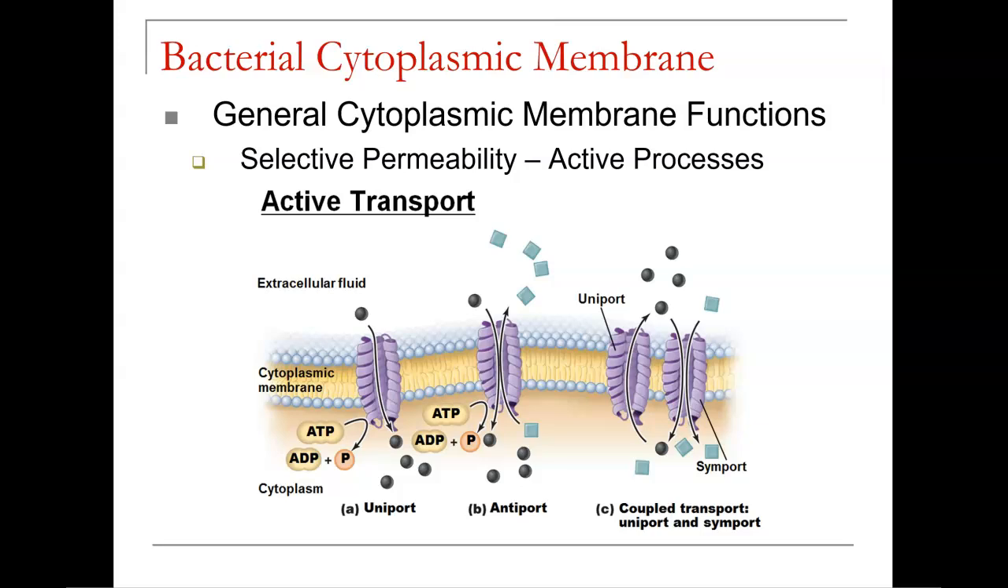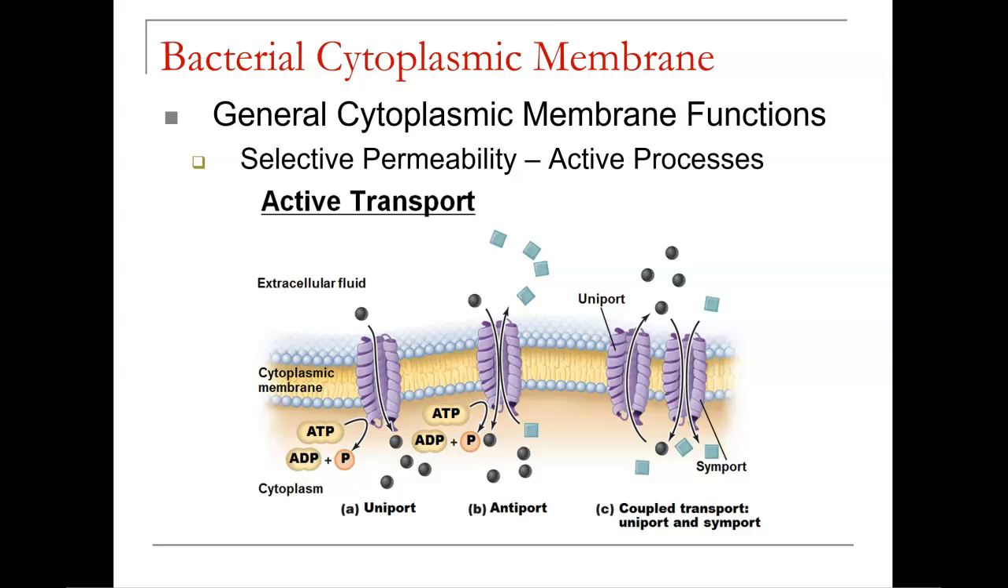So here we're going into the active process. Active transport is going to require a cell to expend energy in the form of ATP. Remember, ATP is your energy molecule. These particles are going to move against their concentration gradients. So we have two main examples of active process.